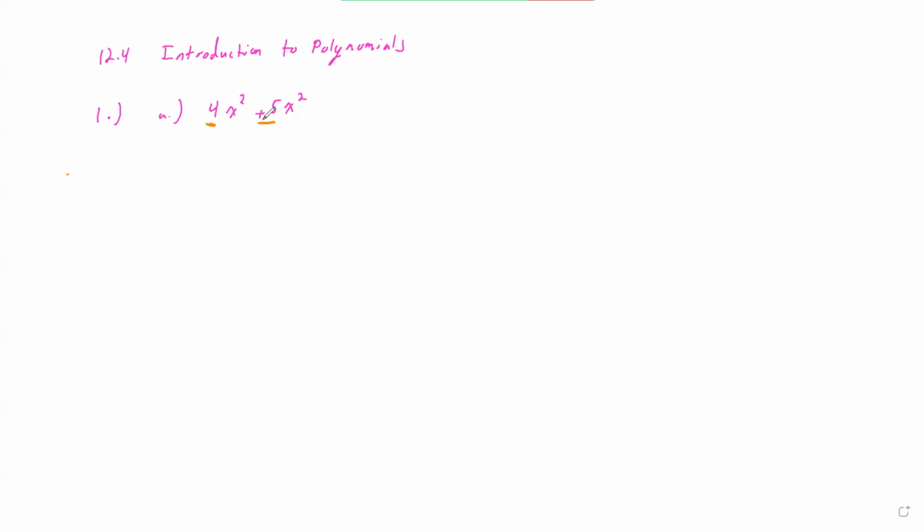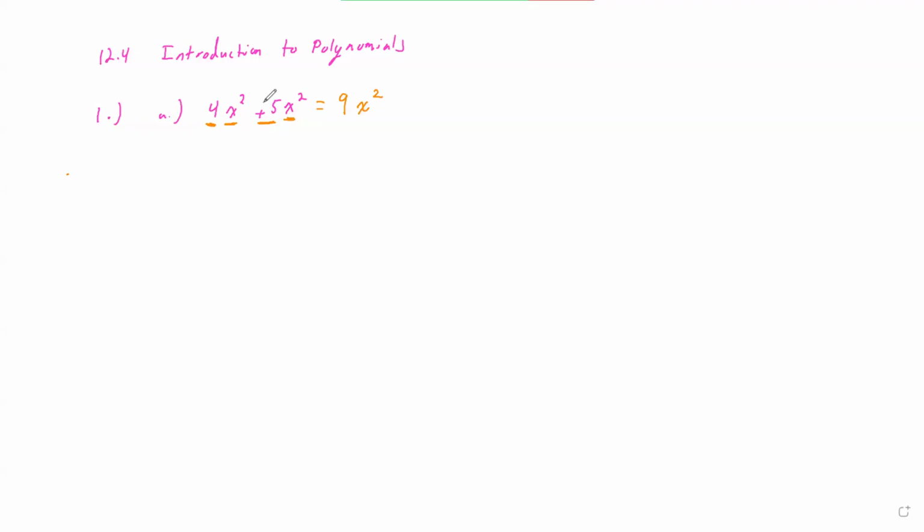So in this case, what is 4 plus 5? The term itself will remain the same. It does not become x to the fourth. It does not become 2x squared. The term itself will remain the same, and all you do is add the coefficient.